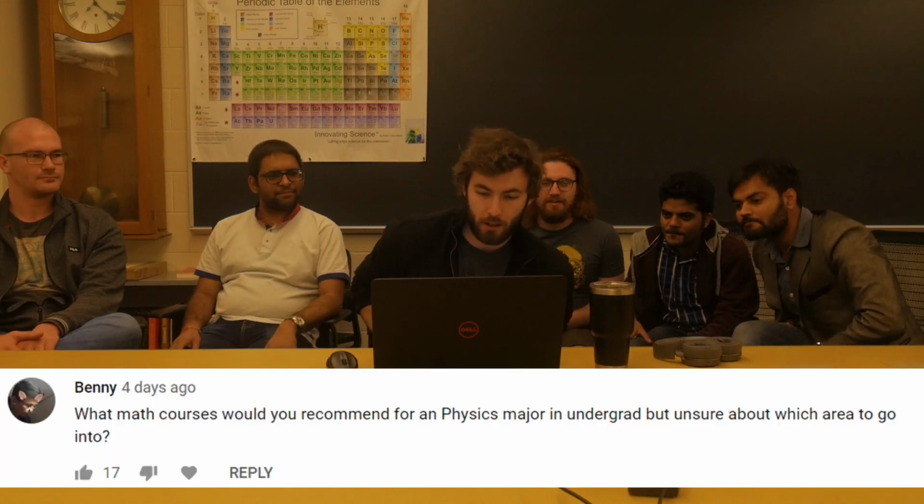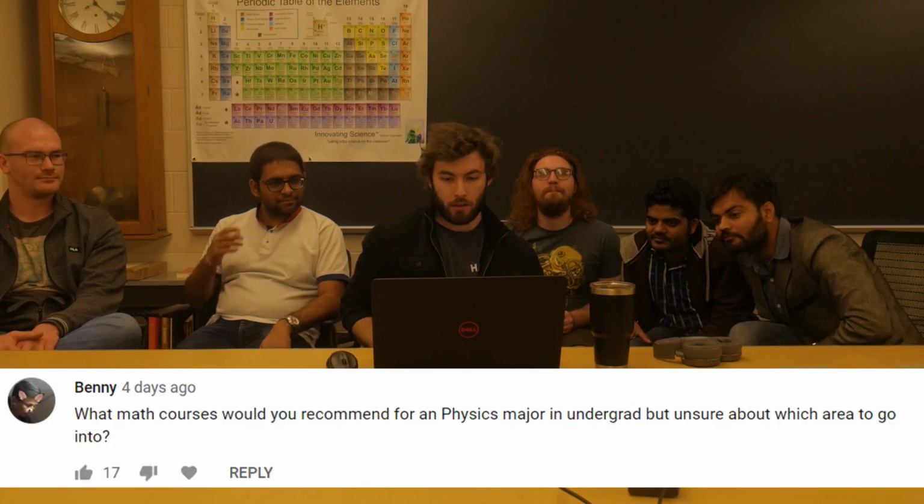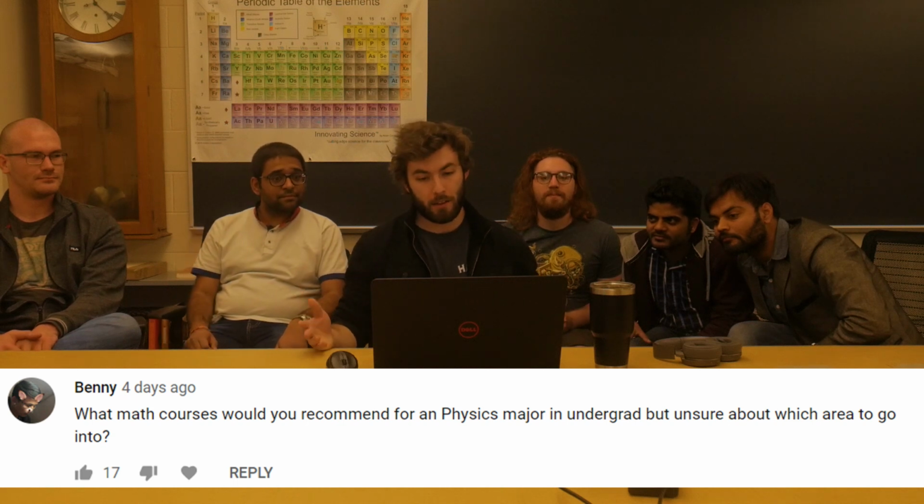What math courses would you recommend for a physics major in undergrad who is unsure which area to go into? I think every physics student in undergrad should probably pick up a minor in math, because the checklist of a minor in math is the basic math that you're for sure going to use in physics: multivariable calculus, differential equations, linear algebra. Those are the big ones. And then the rest, you can always benefit from taking real analysis or maybe a statistics course. If you go with getting a minor in math, a lot of the things that you need will already be taken care of for you.